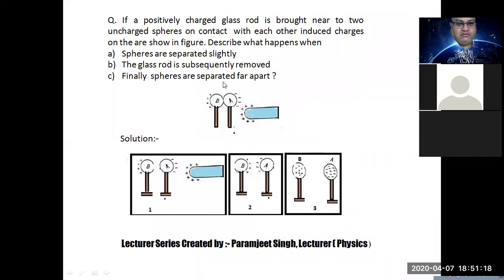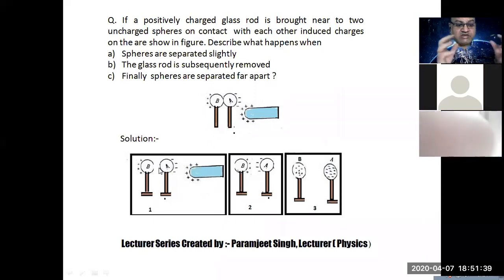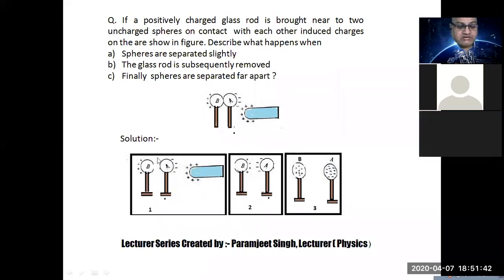Then questions are there. What will happen if the spheres are separated slightly? In the first step, only the spheres are separated, not the glass rod. The glass rod is still there, but the spheres are separated. See my cursor, there is a gap. Now they are separated, but electrons are still attracted towards the glass rod, and this surface of B is still positive because we have not removed the glass rod.